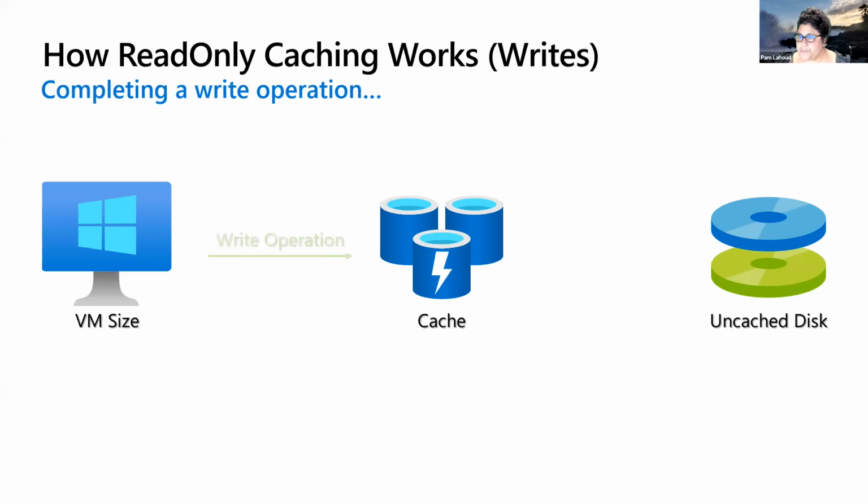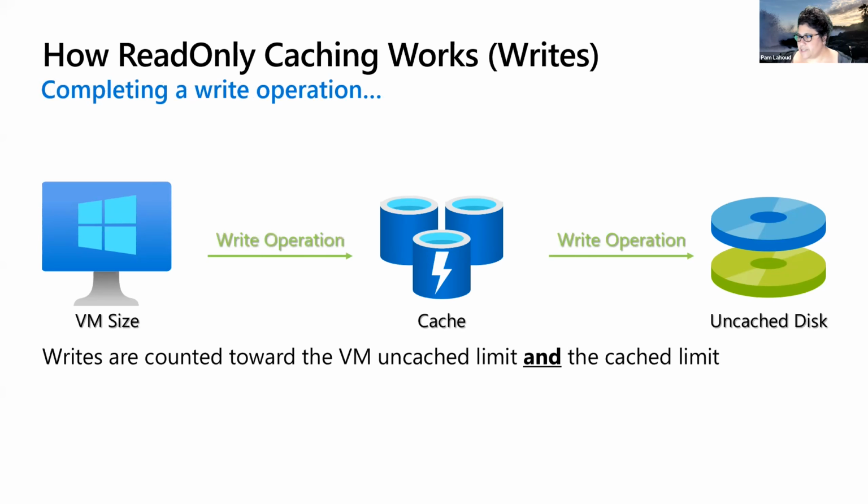So for writes, a write operation hits the cache and also eventually has to hit the remote storage as well. So writes are counted towards the uncached and the cached limit. Okay, so this is how you can think about how the cache is going to impact where your provisioning is coming from. This is another one of the reasons why we don't do write caching, because we're not going to benefit from it. We don't want to be taking away from these limits if we can't benefit from it. So no write caching for SQL Server.